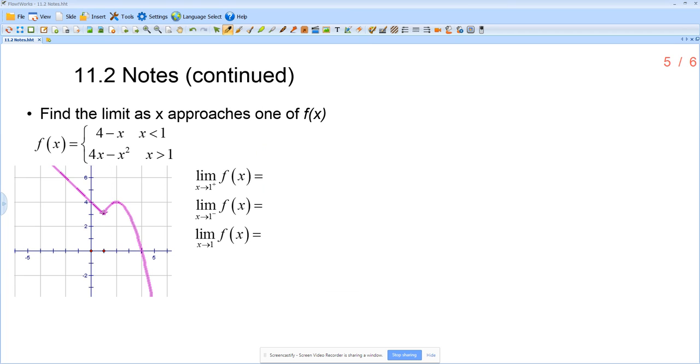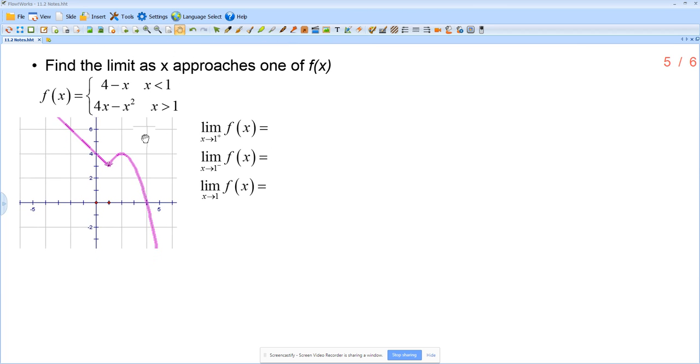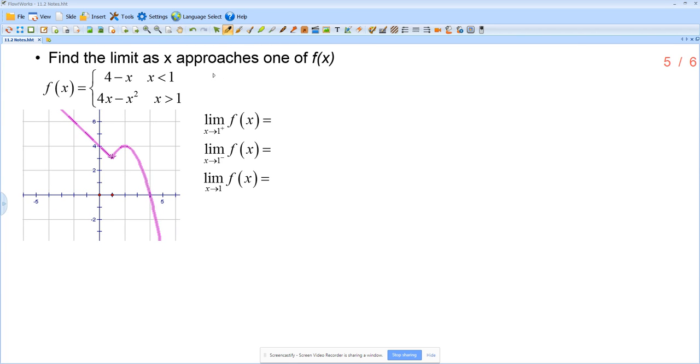Now, one that doesn't have that filled in. Find the limit as x approaches 1 of f of x. So I have this piecewise function, and I again have graphed it for you. You're welcome. If I talk about the limit as x approaches 1 from the right, that means I want to start on the right of this function and keep moving along it towards x being 1 on the function. Now here's x being 1, so that would be right here. That y value is 3.